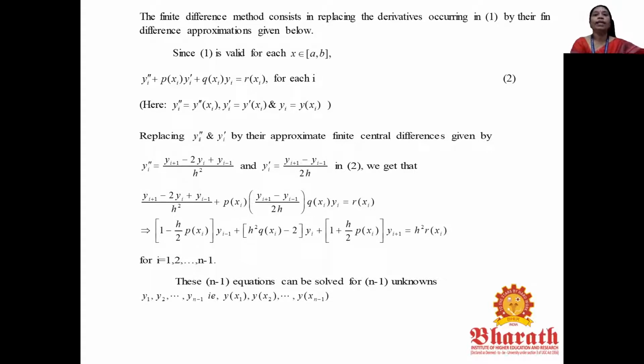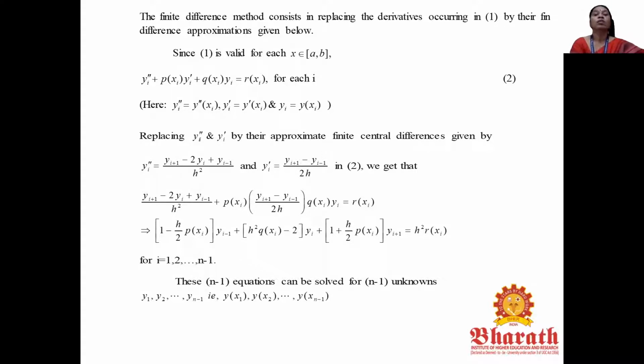Replacing yi double dash and yi dash by their approximate finite central differences, given by yi double dash is equal to yi plus 1 minus 2 into yi plus yi minus 1 by h square, and yi dash is equal to yi plus 1 minus yi minus 1 by 2h, in equation number 2, we get yi plus 1 minus 2yi plus yi minus 1 by h square plus p of xi into yi plus 1 minus yi minus 1 by 2h plus q of xi into yi is equal to r of xi.